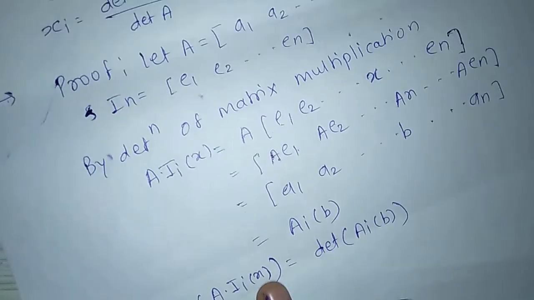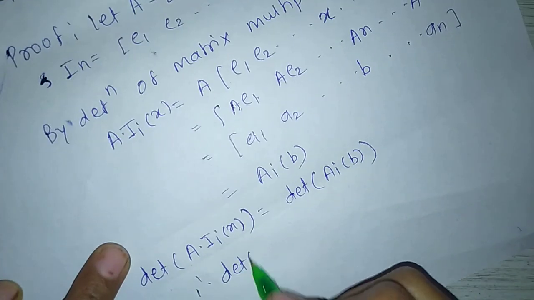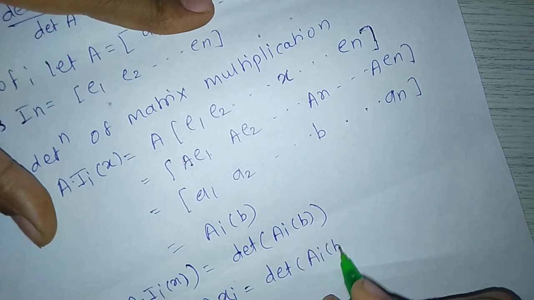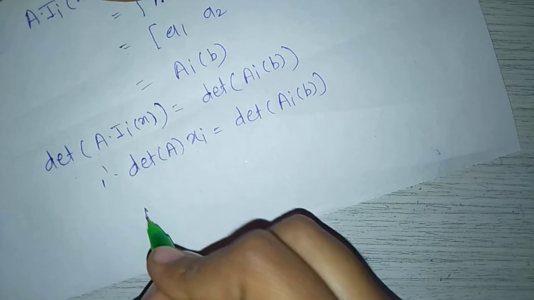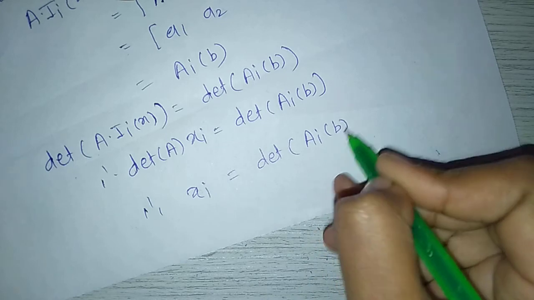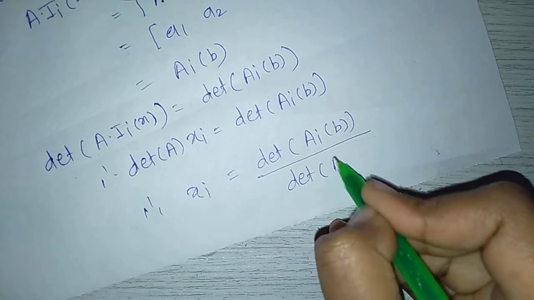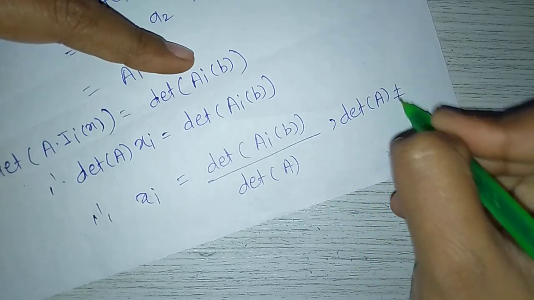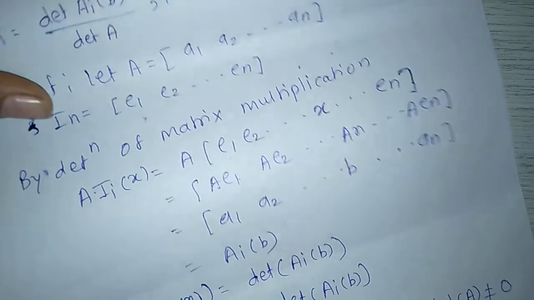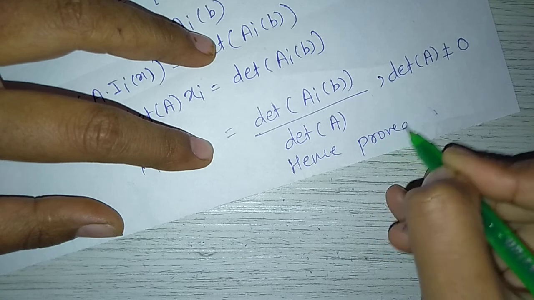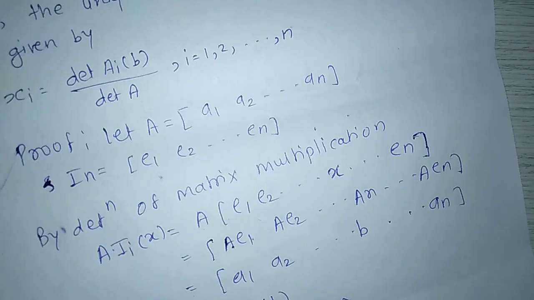Therefore determinant of this matrix is nothing but determinant of A into x_i, which is equal to determinant of A_i(B). Therefore x_i equal to determinant of A_i(B) upon determinant of A. For this we have determinant of A is not equal to 0. This proves the theorem, hence theorem is proved. Here we stop.